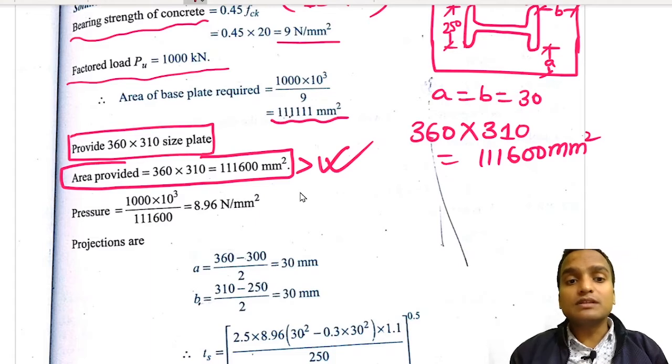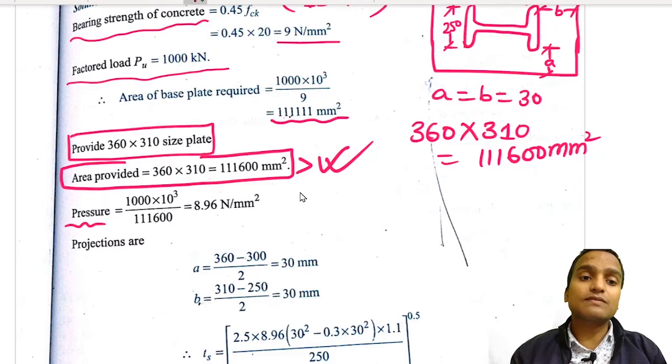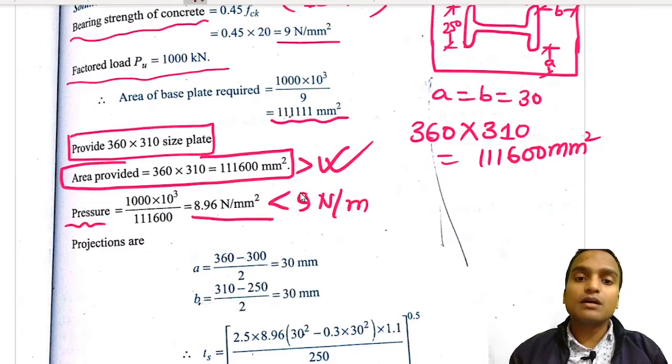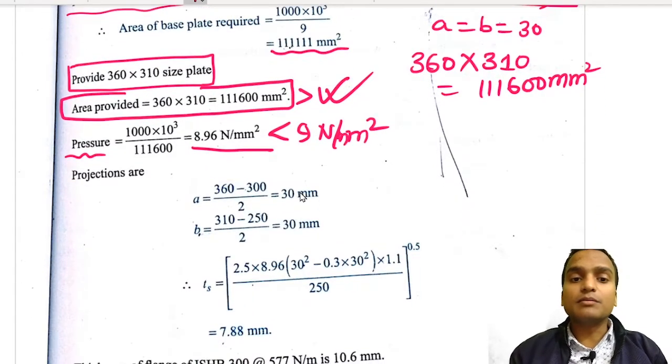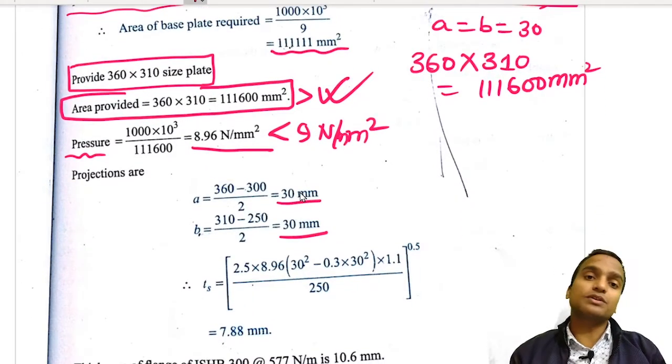Now when we use this size base plate, then the pressure which is going to come on the RCC foundation can be calculated by PU by area, and this is 8.96, which is less than the bearing capacity of the M20 concrete. Okay. Now projections, as we have discussed, are taken to be 30 mm. A and B value is equal to 30 mm here, and we take the projection in such a way that both are equal.